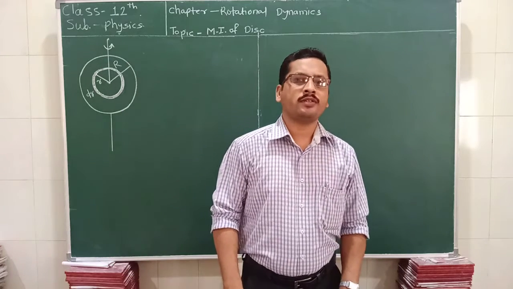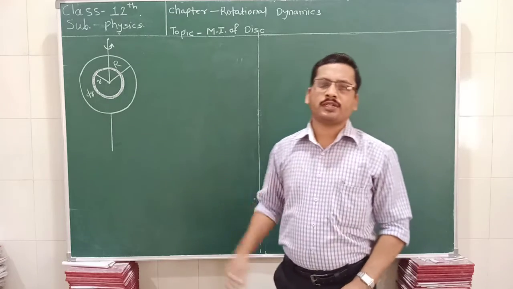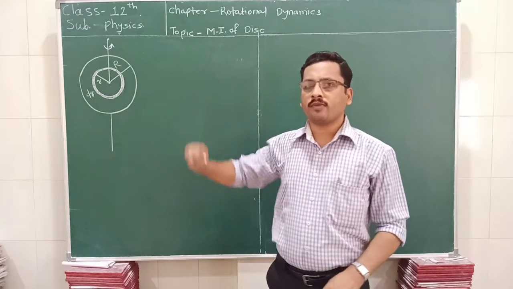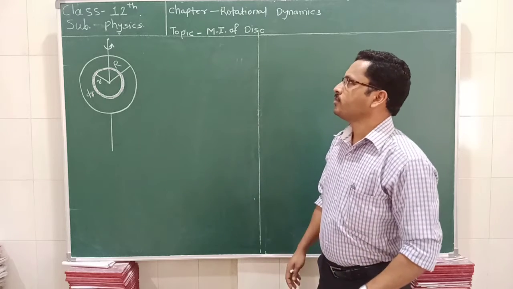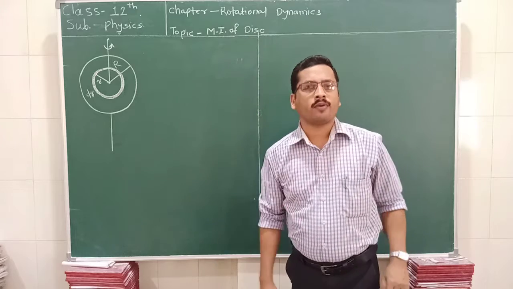Good morning, students. In the previous lecture, we discussed the radius of gyration, its dependence, and the physical significance of the radius of gyration. In this lecture, we are going to derive a formula for the moment of inertia of a uniform disk.